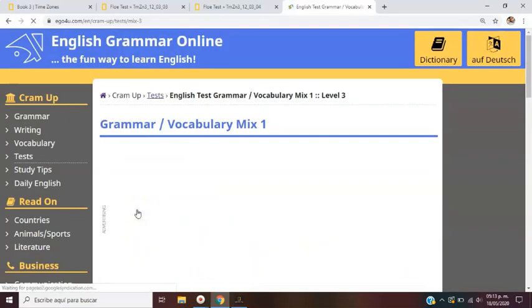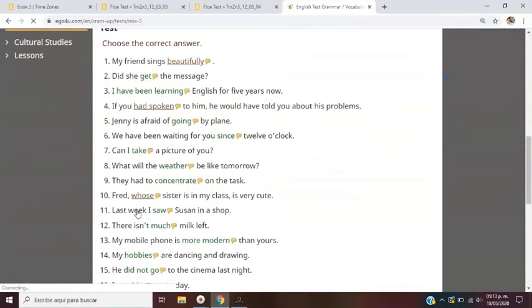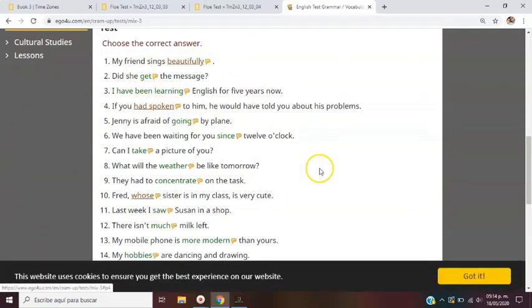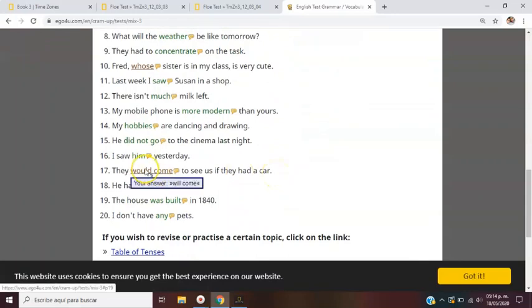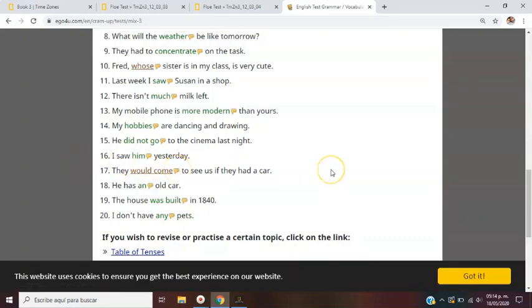Here we go. Probably I have mistakes. Who knows? We will check it right now. Only we have, okay, I have beautifully. And we have, if you had spoken, and will come, because the answer was will come. I forgot. I swear that I had will come. Okay, guys, I really want you to practice at home and test online about different tenses.